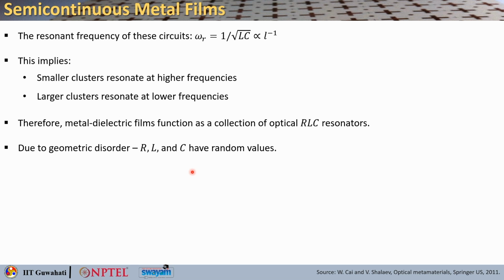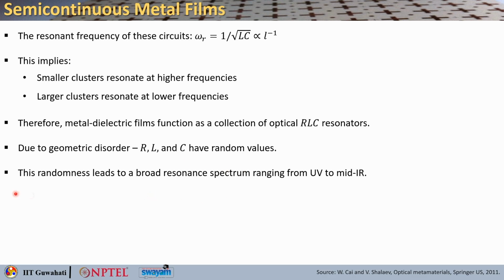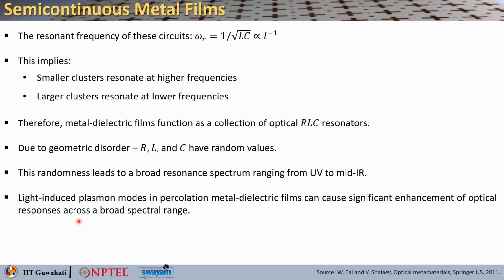Now, as there are so many different sizes and geometric disorder, you can say that this R, L and C will have very random values, and this randomness will basically give you a broad resonance spectrum that ranges from ultraviolet to mid IR. So light induced plasmon modes in percolation metal dielectric films can cause significant enhancement of optical responses across a broad spectral range, and that is basically coming because of this factor, right.